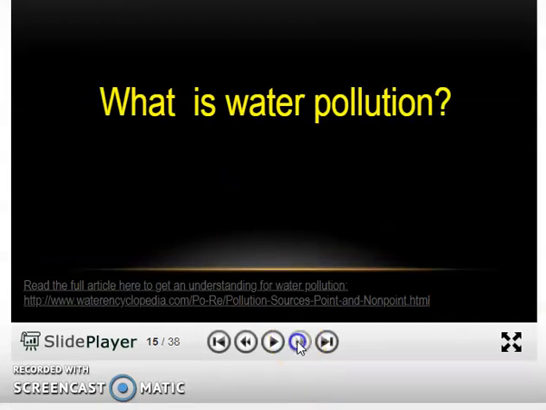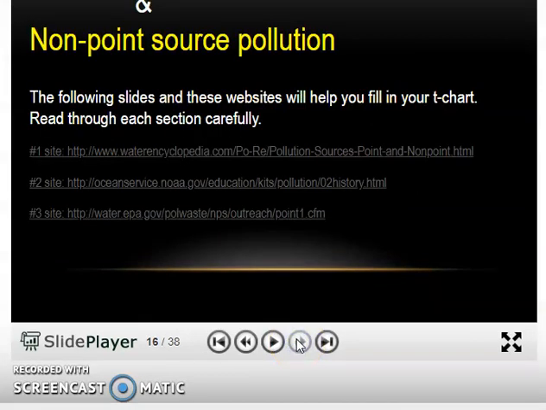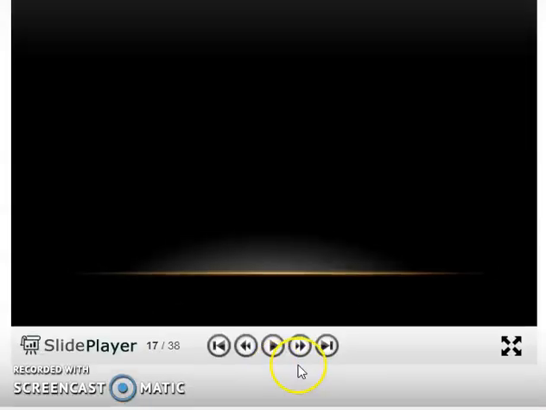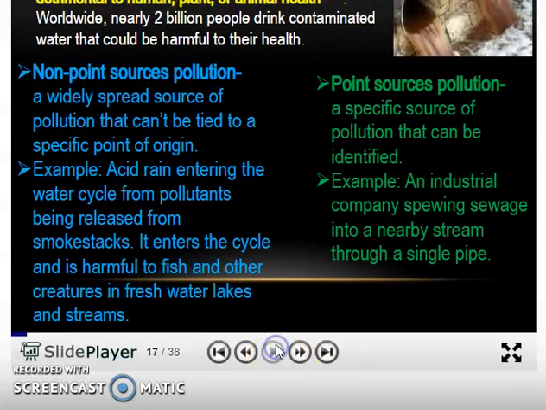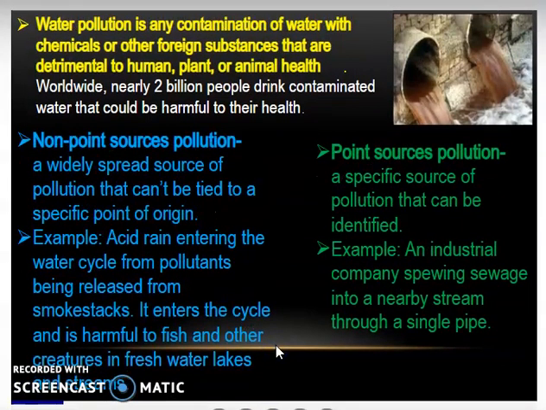Okay, so what is water pollution? Water pollution is any contamination of water with chemicals or other foreign substances that are detrimental to human, plant, or animal health. Nearly 2 billion people drink contaminated water worldwide. That's a huge amount. That's alarming.